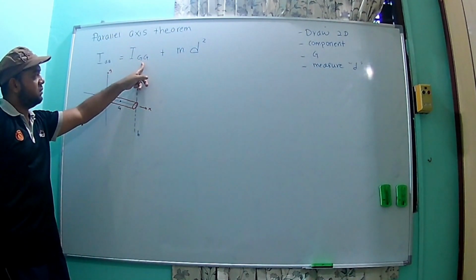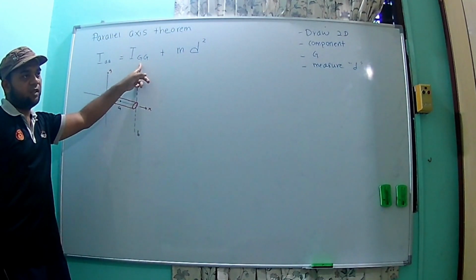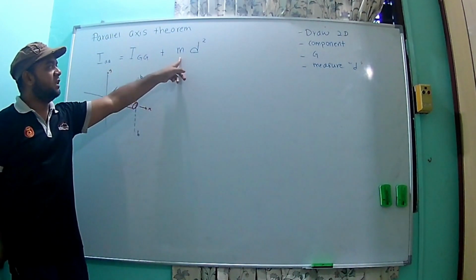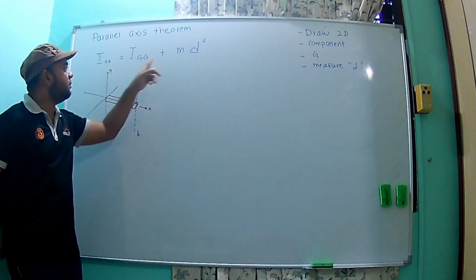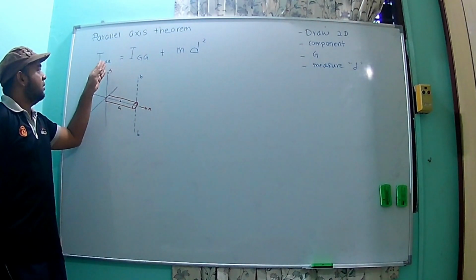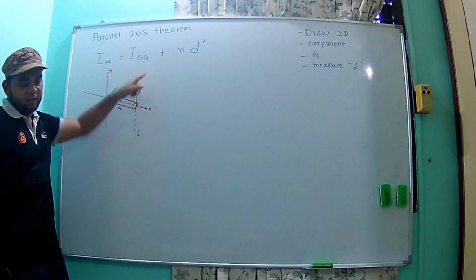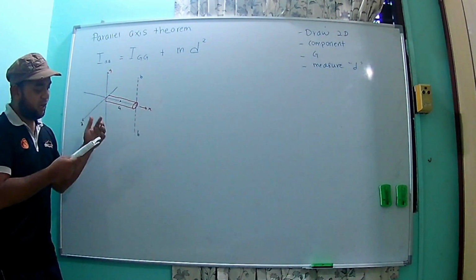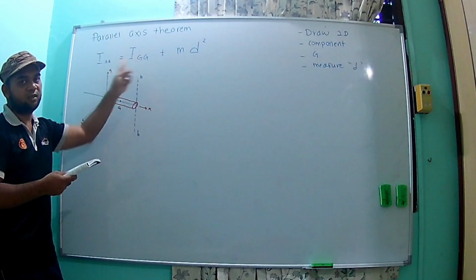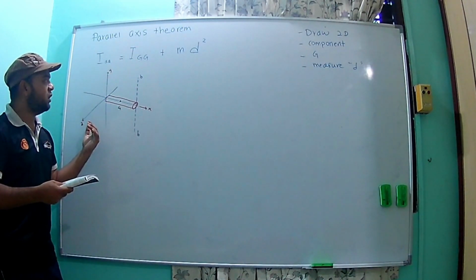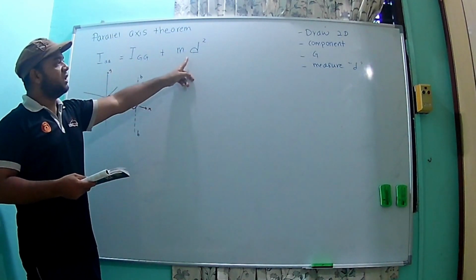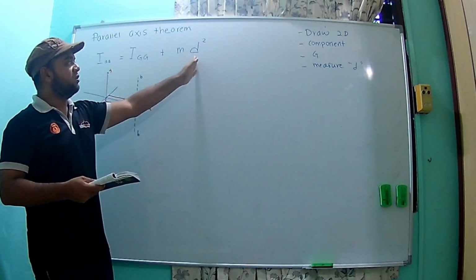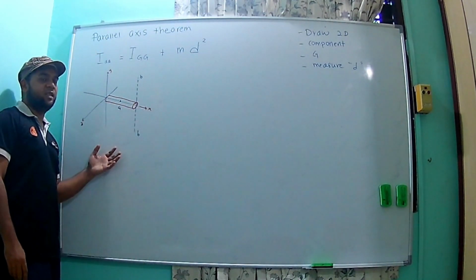So this IGG is the mass moment of inertia about the axis that passes through the center of gravity, parallel to the one that is asked, parallel to AA. M is the mass of the component. D is the distance from this line to this line. In your book, D is the perpendicular distance between the AA and GG axes, the distance between these two lines. If it is a simple component, it is easy to measure or see D, but if it is a complex one, later on I will explain how to get D so that you don't make a mistake during the calculation. Okay, so let's say we have this problem.